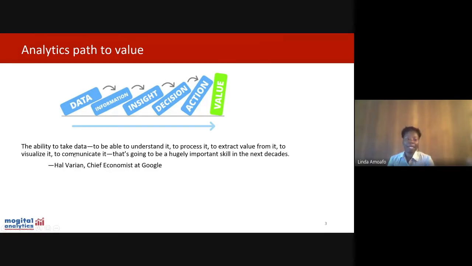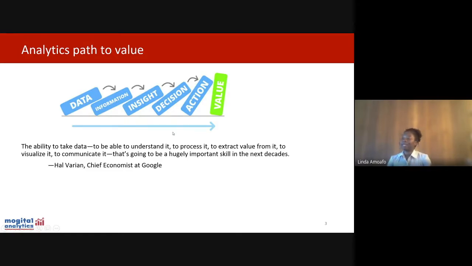He said, the ability to take data, to be able to understand it, to process it, to extract value from it, and to visualize it, and also to communicate it, that's going to be one of the hugely important skills in the next decades to come. And that's one thing that I wanted to pass to you. So if you have these skills, this is going to be a hugely important skill to have in the next decades to come.